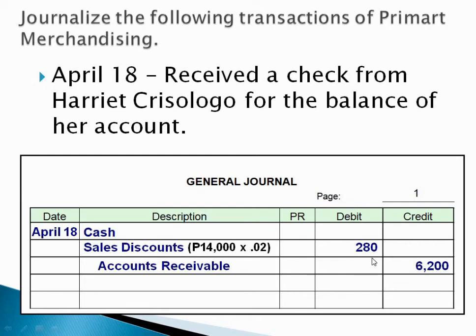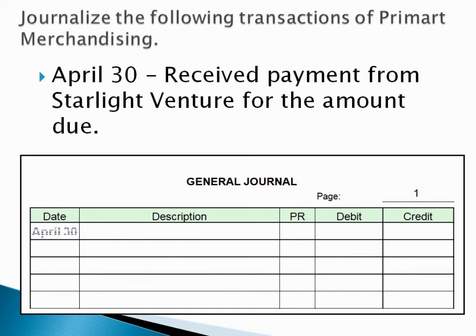6,200 minus 280 equals 5,920. To record final collection of account net of discount. April 30. Receive payment from Starlight Venture for the amount due. This is not the first time we encountered Starlight Venture, right? Primart previously sold goods on account to Starlight.